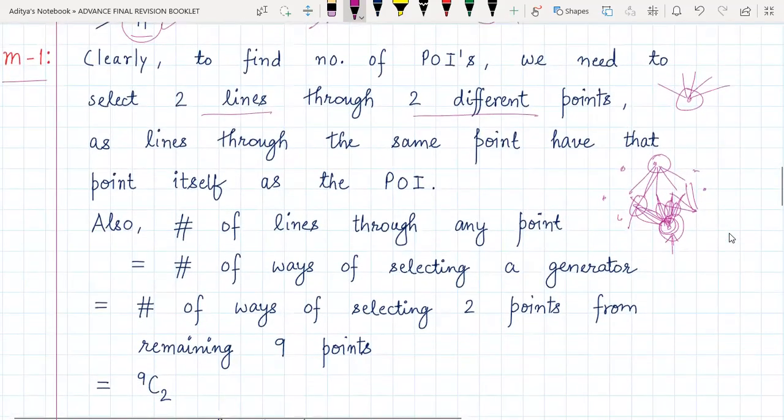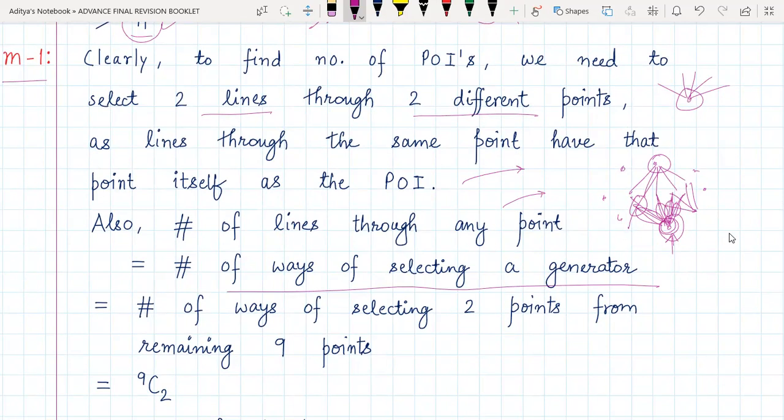So now please understand what we are trying to say. Before we proceed on calculation of this, what is the number of lines through any point? Obviously that would be equal to the number of ways of selecting a generator line, because as soon as a generator line is selected, corresponding to that, we'll be able to draw one line parallel to that line through that point.